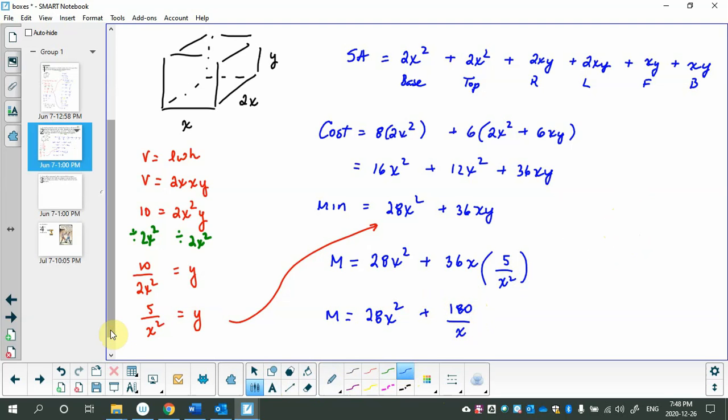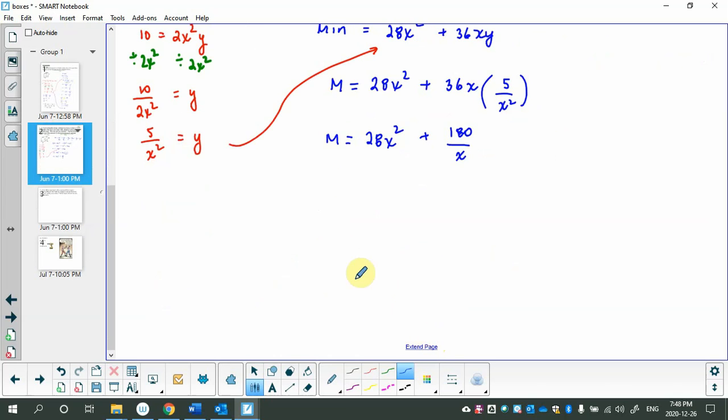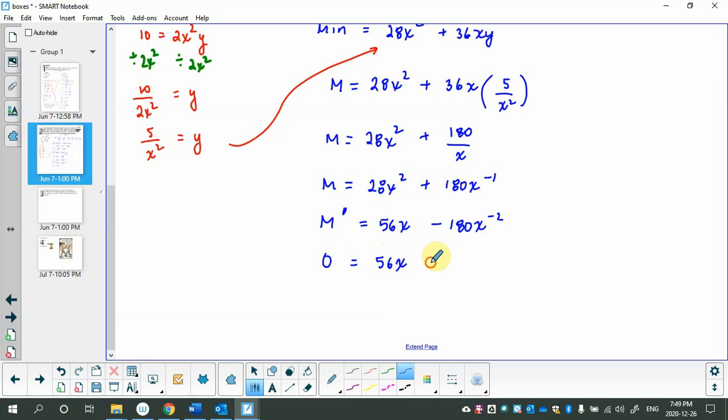And I don't want to take the derivative of that using the quotient rule. So I'm going to do this: x to the negative 1. And now I can take the derivative. See? Taking the derivative. 56x to the 1, drop the negative 1 onto the 180, so minus 180x to the 1 less is negative 2. Make that equal 0 because that's what you do for all max-min questions. And then I'm going to put this back to normal.